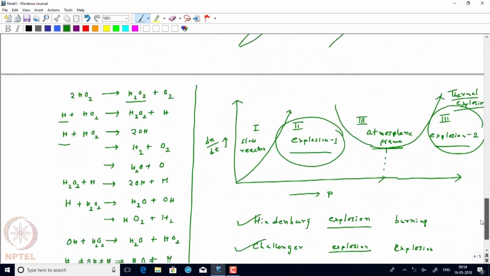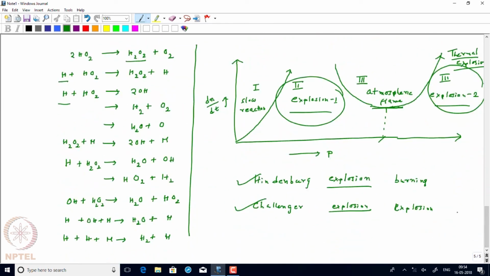But then again, if you have too much pressure, then you have interesting chemistry for the HO2 species, which can quench the reaction further. But again, in a very high pressure limit, you can have a thermal explosion, because overall the reactions are exothermic, and then you have the explosion happening, which is the thermal explosion shown.